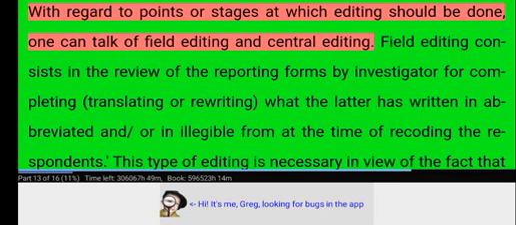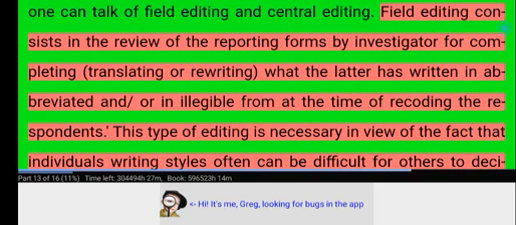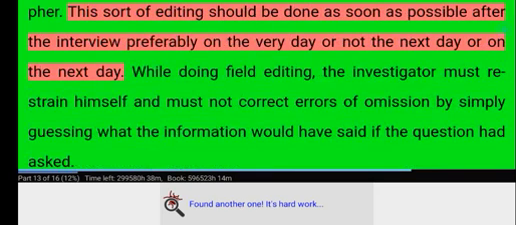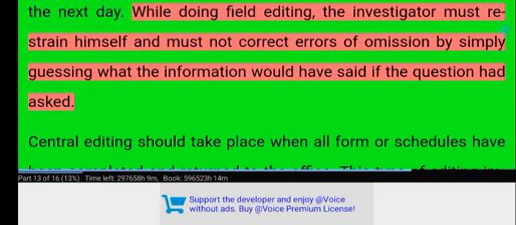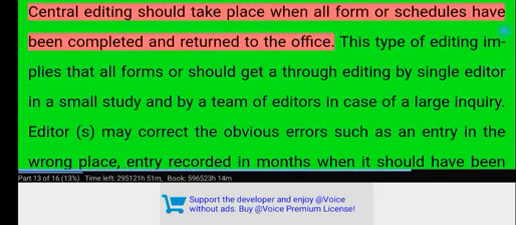With regard to points or stages at which editing should be done, one can talk of field editing and central editing. Field editing consists in the review of the reporting forms by the investigator for completing, translating, or rewriting what the latter has written in abbreviated and/or illegible form at the time of recording the respondents' responses. This type of editing is necessary in view of the fact that individuals' writing styles often can be difficult for others to decipher. This sort of editing should be done as soon as possible after the interview, preferably on the very day or on the next day. While doing field editing, the investigator must restrain himself and must not correct errors of omission by simply guessing what the information would have been if the question had been asked.